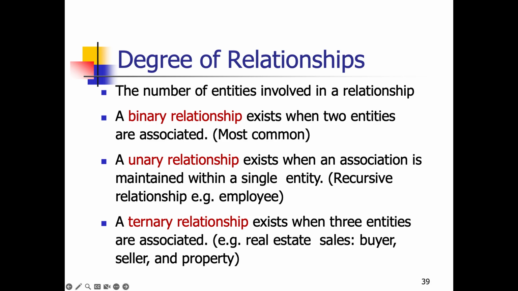So this is actually a relationship that involves more than two entities. For example, in the real estate context, the relationship that exists between buyer, seller, and the property. Each seller can sell different properties to different buyers, and each buyer can buy different properties from different sellers, right? Each property can also be bought by different buyers or sold by different sellers.